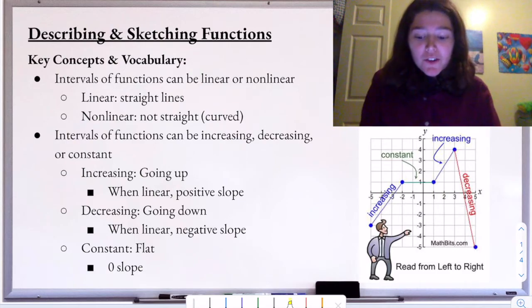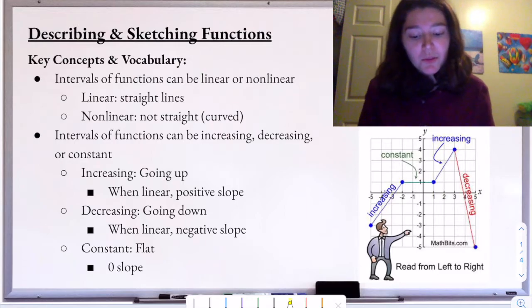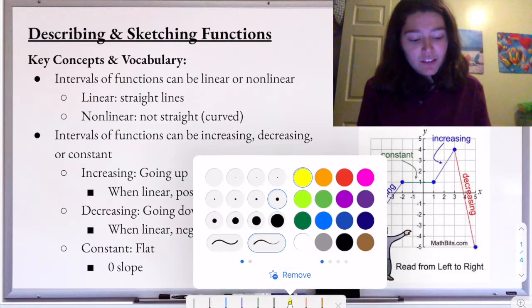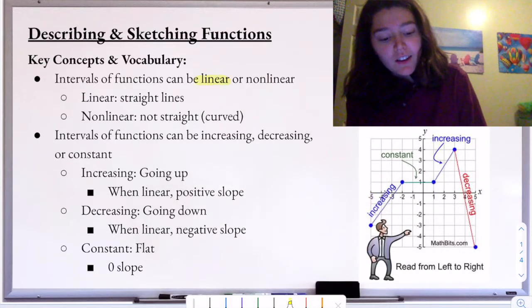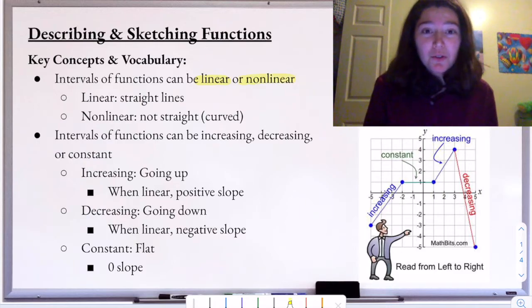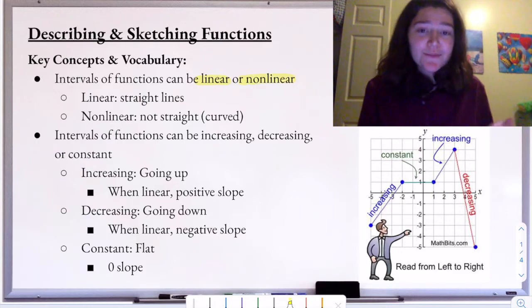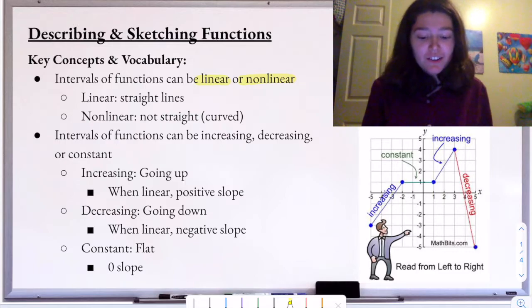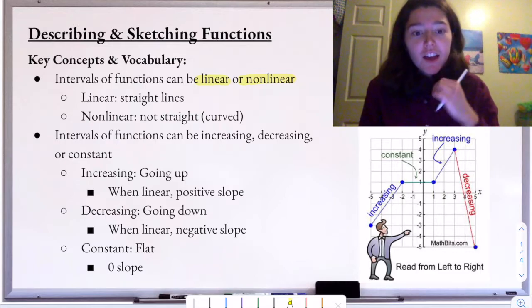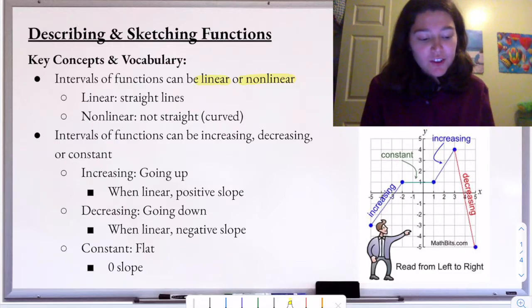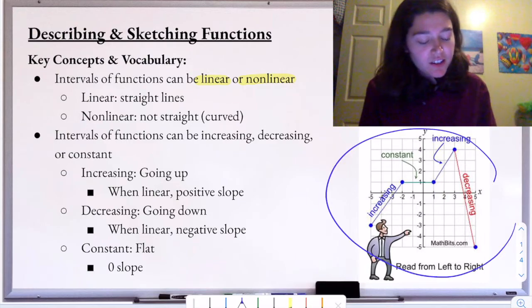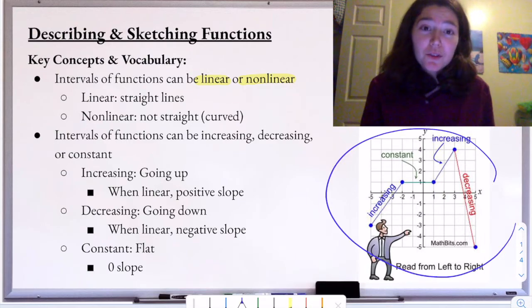So for some important vocabulary, when we're going to describe functions and eventually sketch them as well, we're going to need to continue to remember the vocabulary of linear and nonlinear, which we've been doing for a while, right? In graph form, a linear function is going to be a straight line. When we're looking at these graphs of functions today, as you can see over here, it's going to be made up of lots of different pieces.